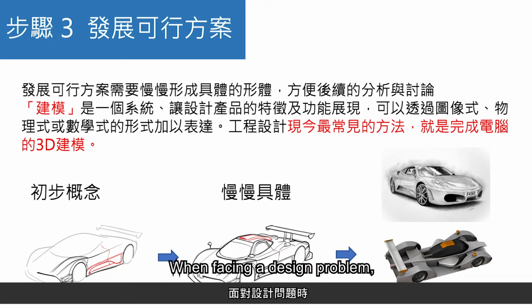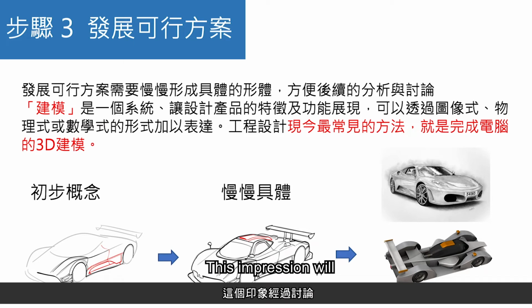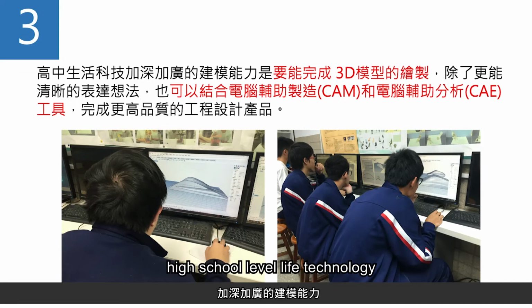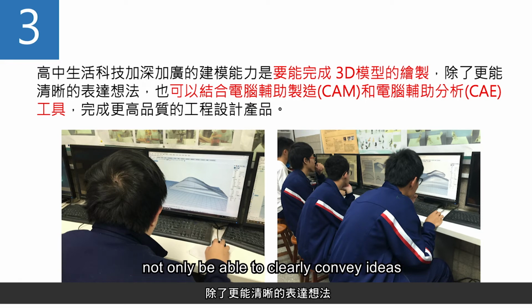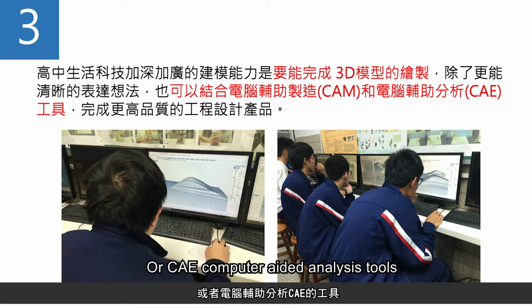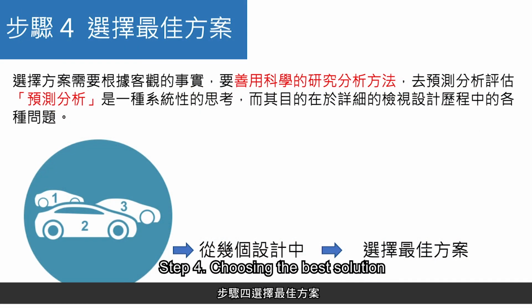When facing a design problem in the beginning, there is only a vague impression. This impression will gradually form in the mind after discussions and drawings. This is the important step for the development of a feasible solution. The in-depth modeling ability in high school level life technology requires the drawing and creation of 3D models. Not only be able to clearly convey ideas, but also combine with CAM computer-aided manufacturing or CAE computer-aided analysis tools to finalize a higher quality industrial engineering product. Step 4, choosing the best solution.